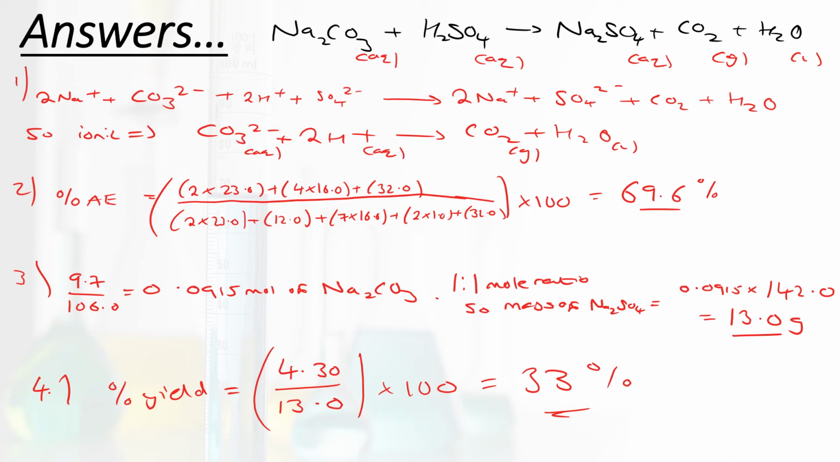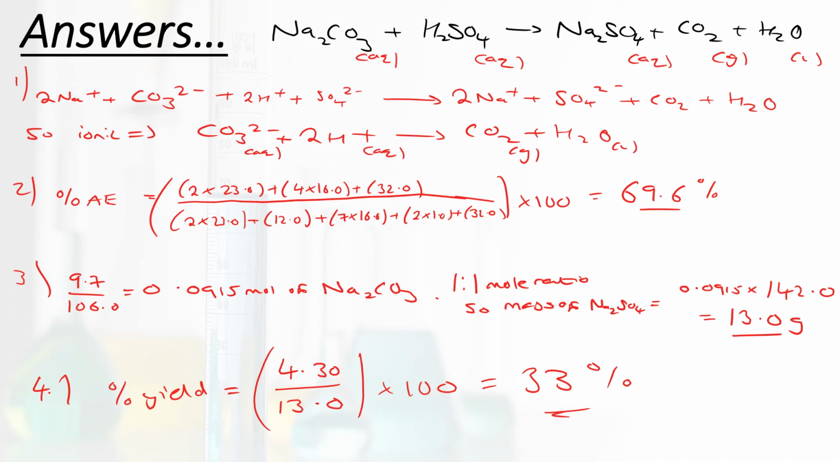Question 3 was to say that if 9.7 grams of sodium carbonate was used, what's the theoretical 100% yield? So with 9.7 grams of sodium carbonate, we can work out the moles using mass over Mr. We need to calculate the Mr of sodium carbonate by adding up the atomic masses. So we have 2 times our sodium, 23, carbon 12, and 3 times the oxygen, 16. Adding all those up gives us an Mr of 106.0. So then the moles is the mass divided by that, which gives 0.0915 moles.